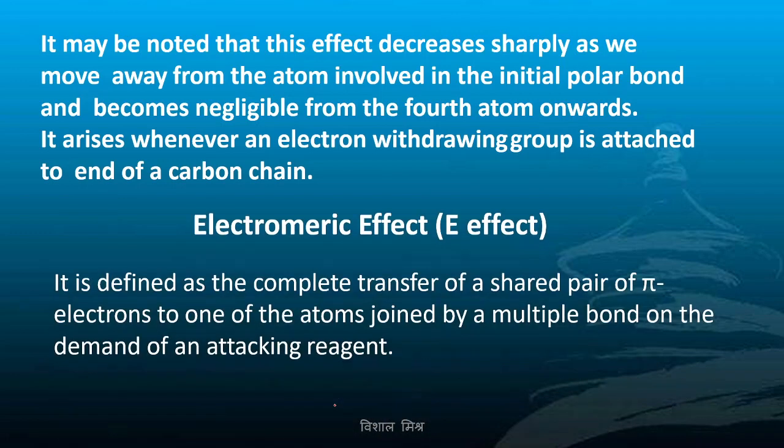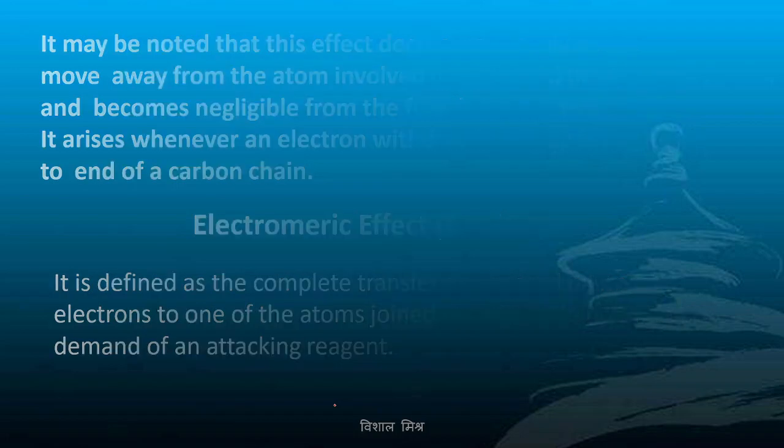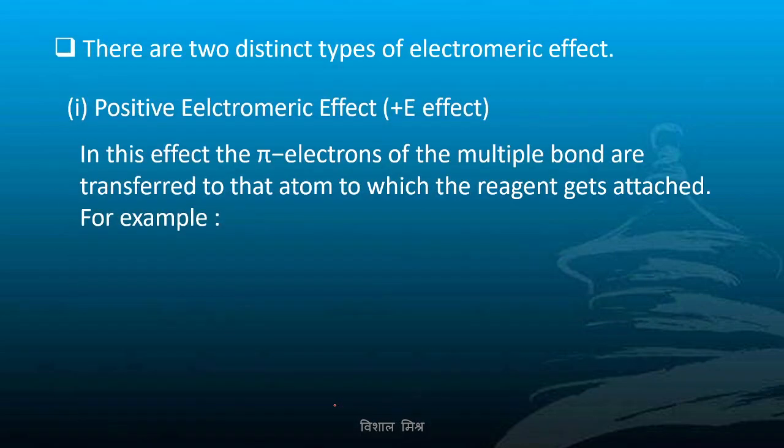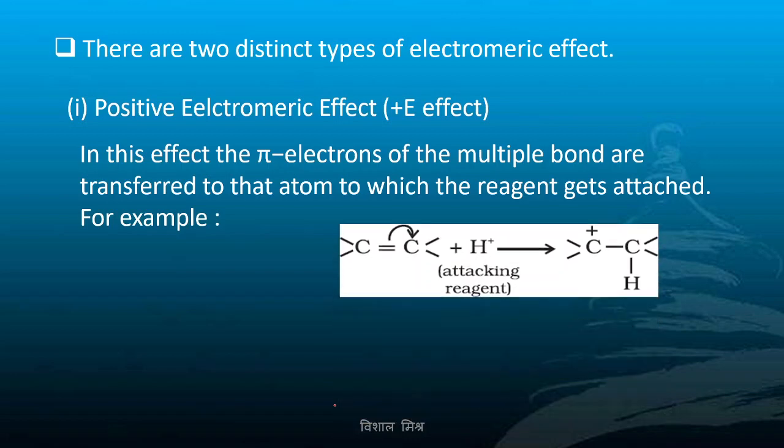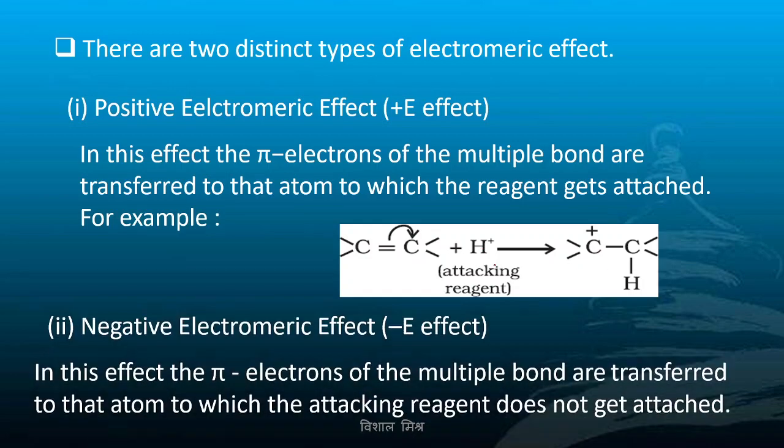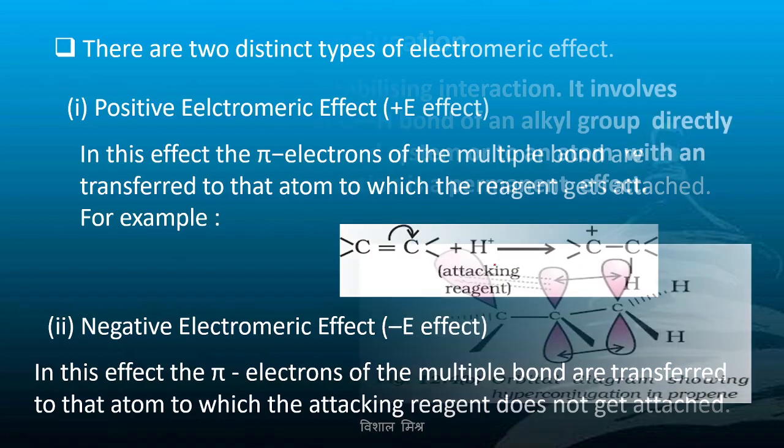Then next comes the electromeric effect. Here there is a complete transfer of the double bond to the adjacent atom. The two types of electromeric effect are there again. This is the plus E effect, where this electron is completely transferred to the adjacent atom. You can see here this electron is completely transferred to this, and when this is transferred, this hydrogen will come and form a bond. And the other one is negative. Here the pi bond is transferred to the atom which does not get attached here in this case.